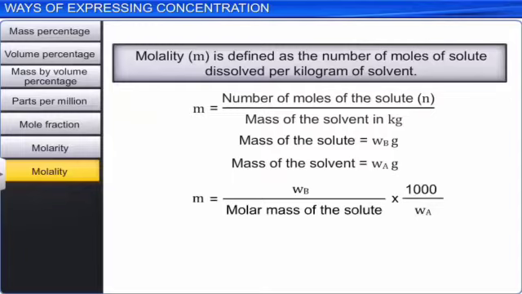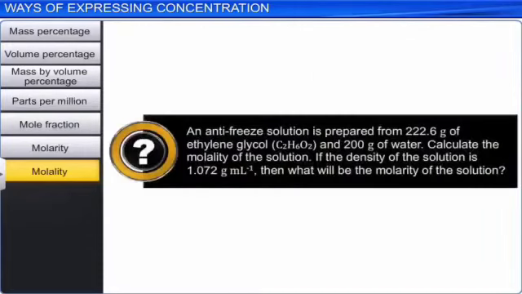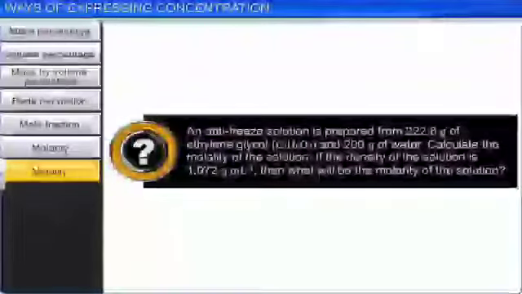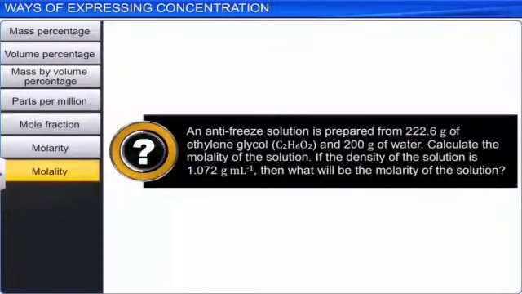An antifreeze solution is prepared from 222.6 grams of ethylene glycol, C2H6O2, and 200 grams of water. Calculate the molality of the solution. If the density of the solution is 1.072 grams per milliliter, then what will be the molarity of the solution?